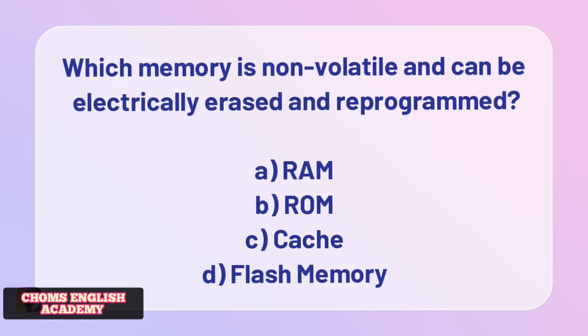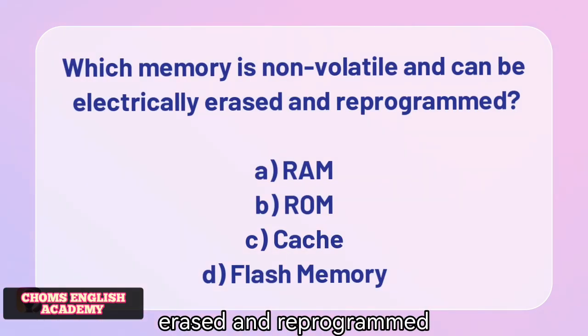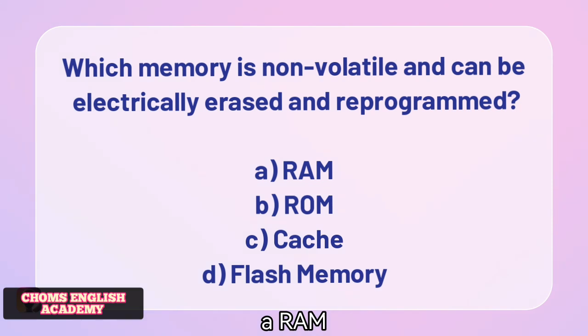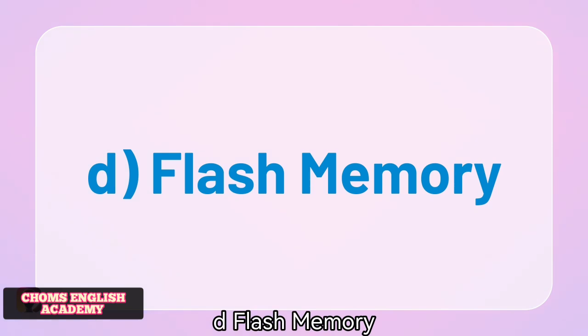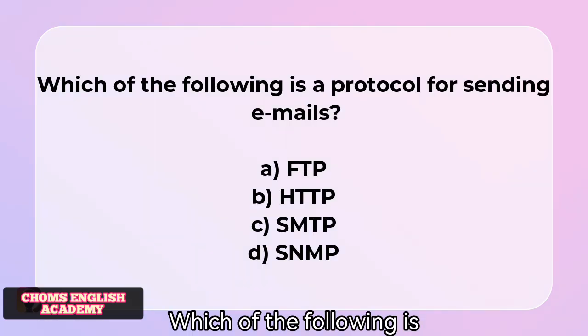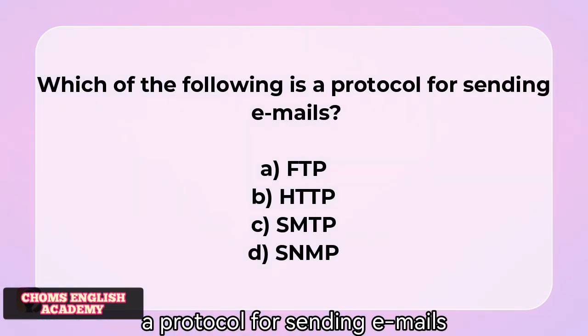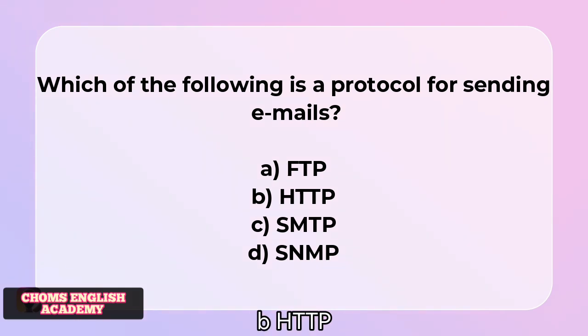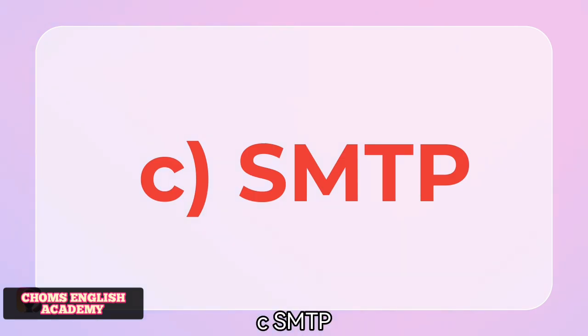URL. Which memory is non-volatile and can be electrically erased and reprogrammed? A. RAM. B. ROM. C. Cache. D. Flash memory. Answer. D. Flash memory. Which of the following is a protocol for sending emails? A. FTP. B. HTTP. C. SMTP. D. SNMP. Answer. C.